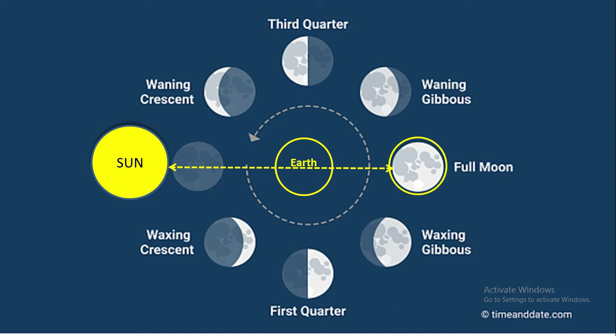So here this combination is established only when the moon is in the full moon phase. This is a very important thing to understand, that lunar eclipse will take place only when the moon is away from the sun and the earth is between the sun and the moon, and this position is established only when the moon is in the full moon position, and this phenomenon is called lunar eclipse.